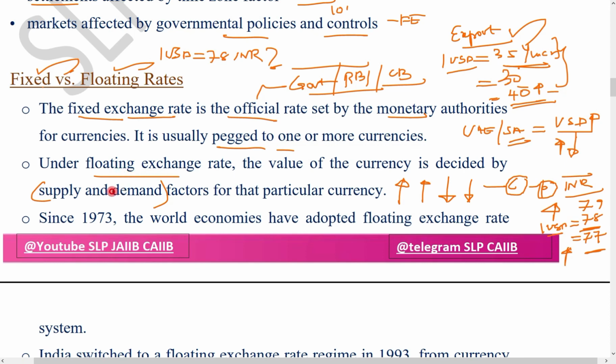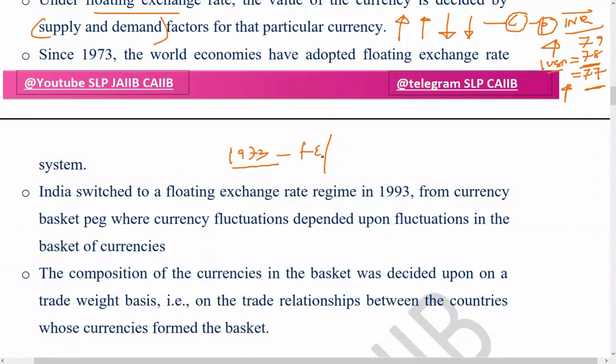Floating exchange rate, what is the basic? Who is fixing it? It is supply and demand. So supply and demand means the market is fixing the rate. Based on the market, based on supply and demand, the currency rate will continuously fluctuate. Since 1973, the world economies have adopted the floating exchange rate system. From 1973 onwards, all countries moved to a floating exchange rate from a fixed exchange rate.